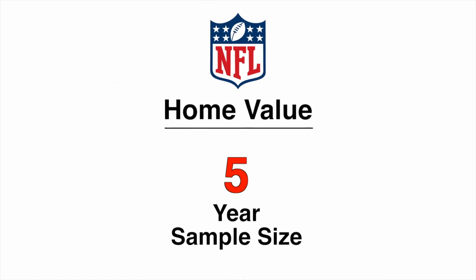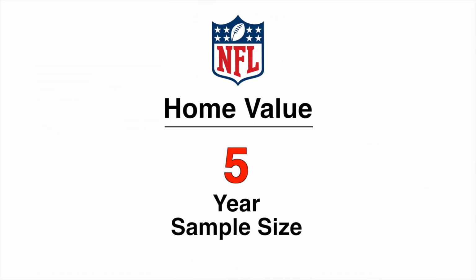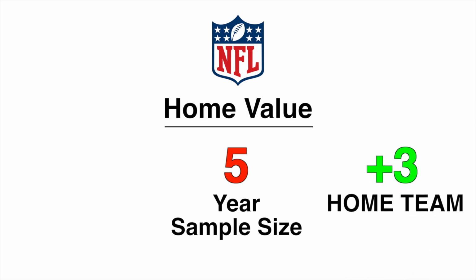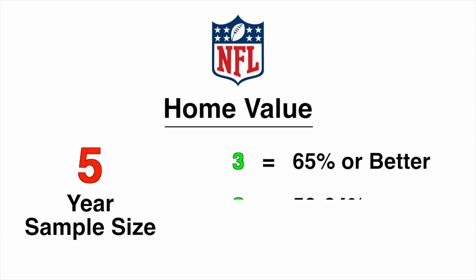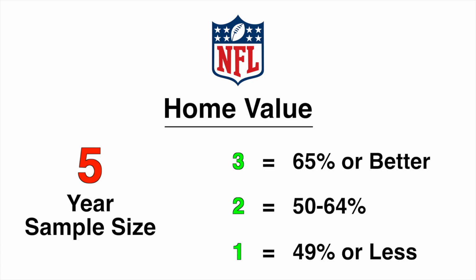The other thing we want to look at is home value. Over the course of the last 5 years is kind of the guideline I use. It gives you a large enough sample size to determine which teams have a favorable winning record at home and which teams do not. So much like Vegas, how they give a 3-point advantage to home teams, that's basically what we're doing here. So I took any team that was 65% or better, and I gave them a 3. Anyone that was between 50 and 64% received a 2, and anyone below 50% received a 1.